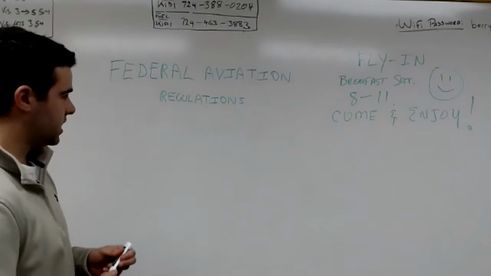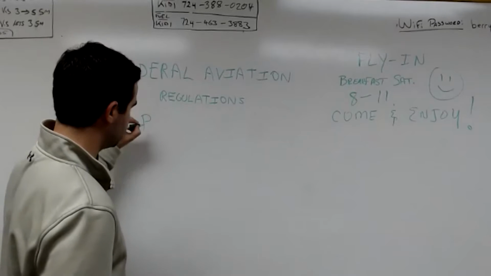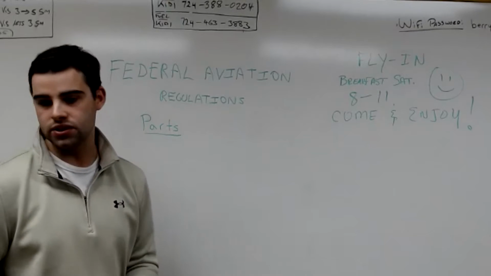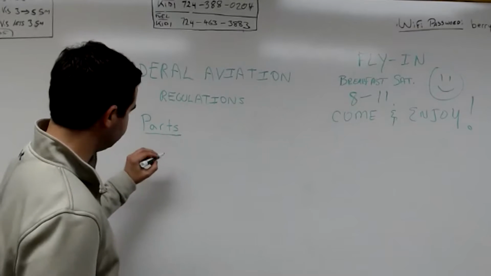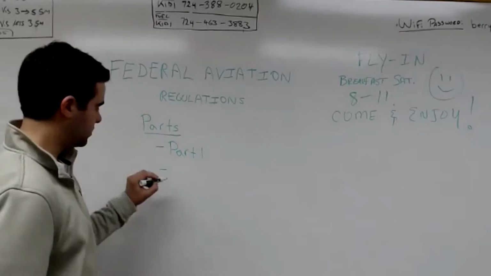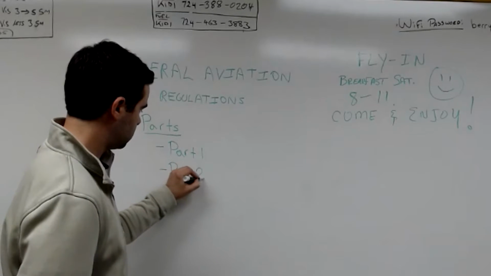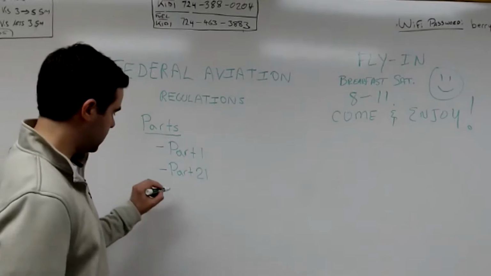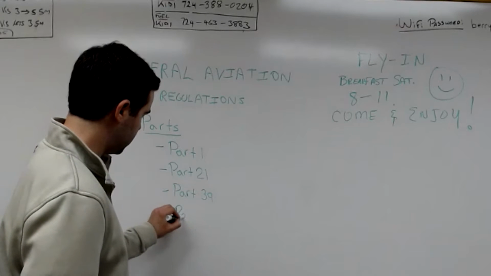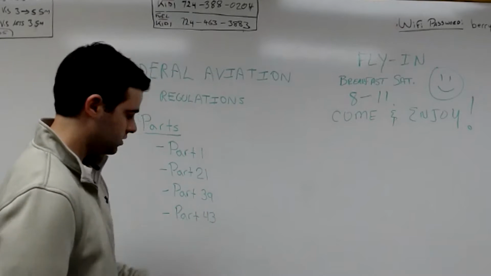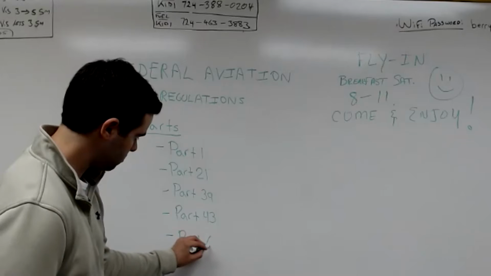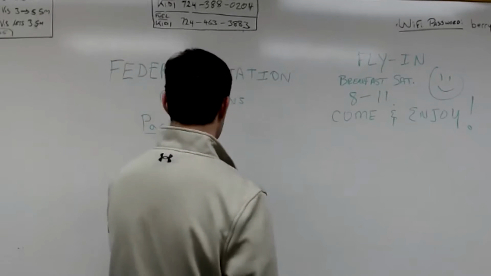So we'll get now into the parts of the FARs. It has hundreds of parts. However, the Gleim book brought up a few of the major ones, and those are the ones we'll go over tonight. So I'll list them out here. First one is part 1. Next one was part 21. Then we got part 39, part 43, and then part 61, part 67, and then part 91.